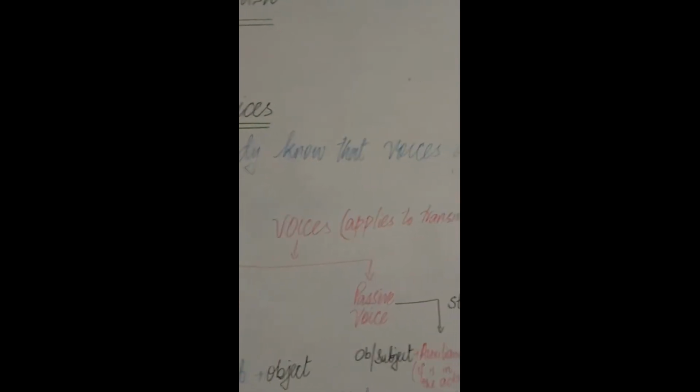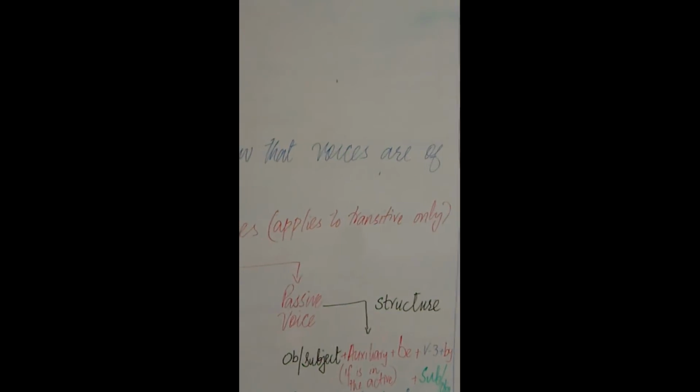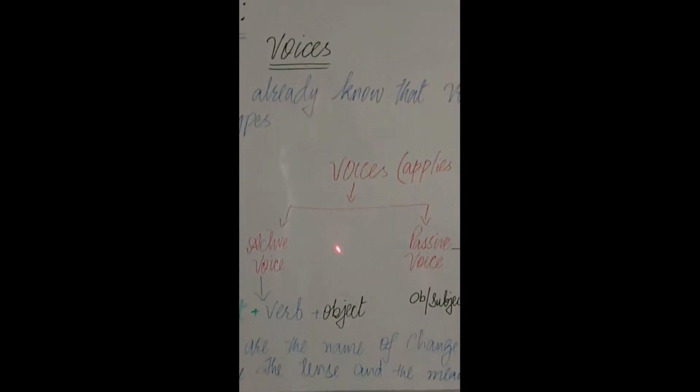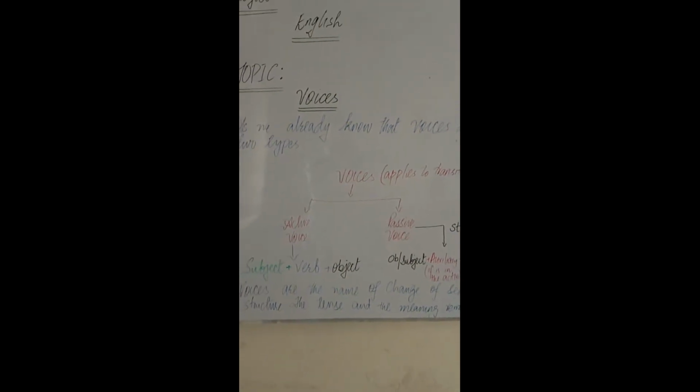A transitive verb is a verb that needs an object. So a direct object is necessary for the conversion of active to passive. So we have two types of voices. The first one is active voice and the second one is passive voice. Here we are provided with their basic sentence structure for active voice.